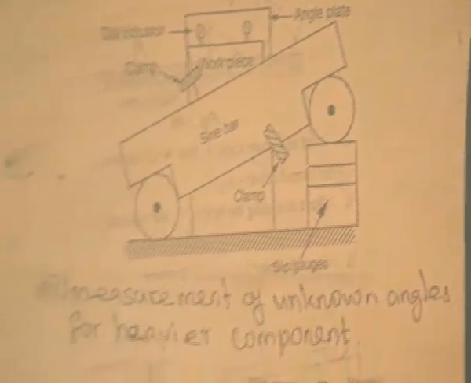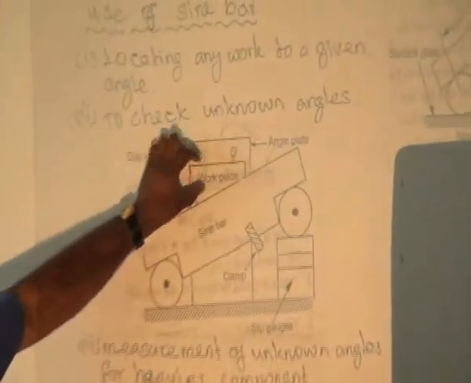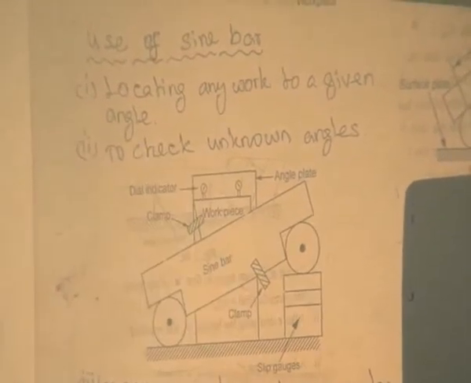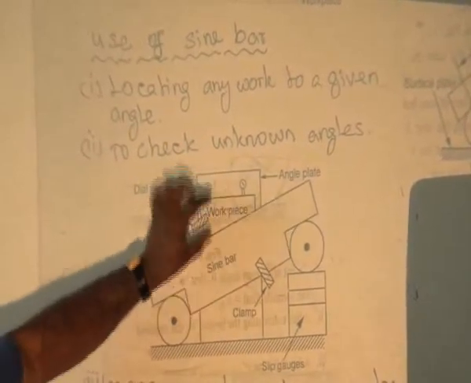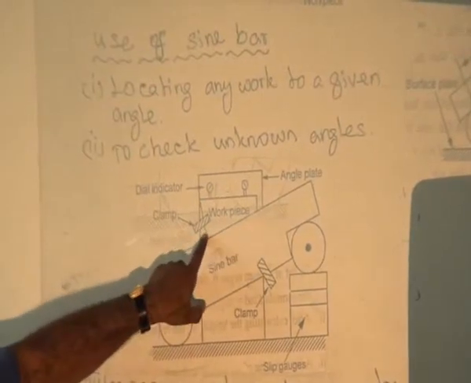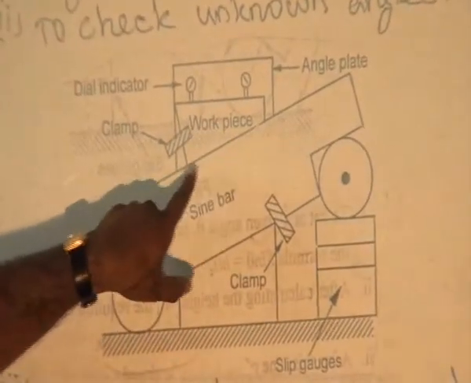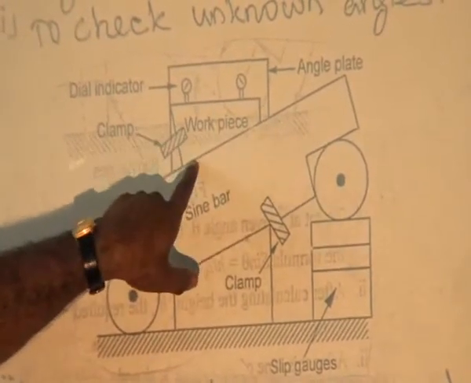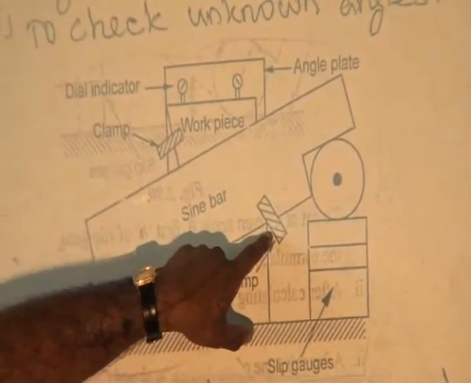Suppose we have heavier components, how do we measure the unknown angle? We have to measure the angle of the unknown angle component. This is one type of component, a medium size component. How do we measure it? First we fix the workpiece on the sine bar using clamps. The workpiece has a horizontal surface, and one face is the inclined face, and we have to measure its inclination. The inclined face rests on the sine bar top surface. Then we clamp the workpiece.